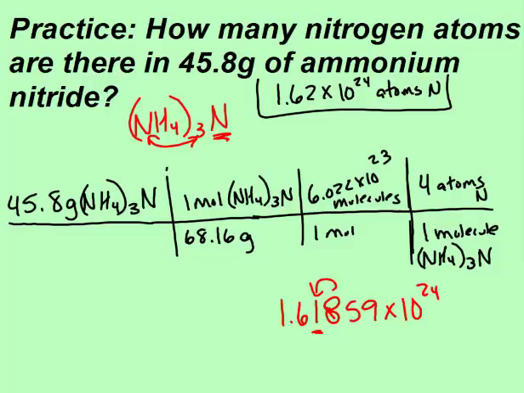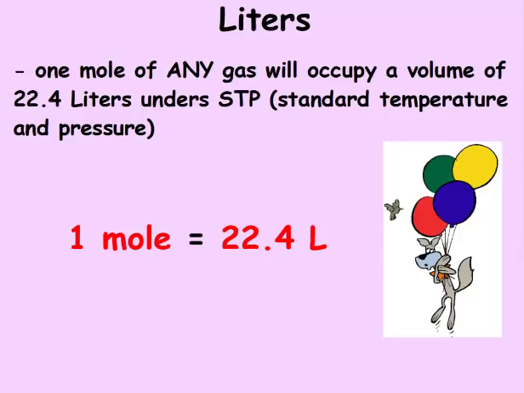Our final conversion that we're going to be dealing with moles is liters. 1 mole of any gas, so keyword there is gas, will occupy a volume of 22.4 liters if it's under STP, which is standard temperature and pressure.